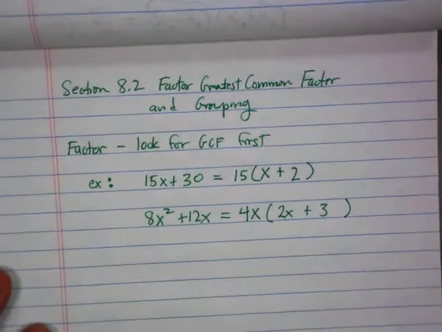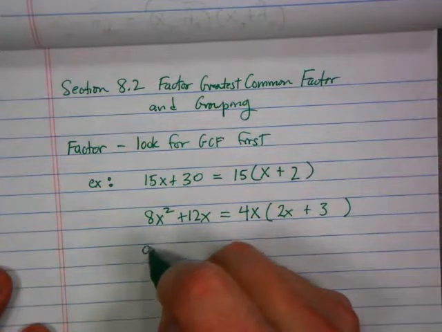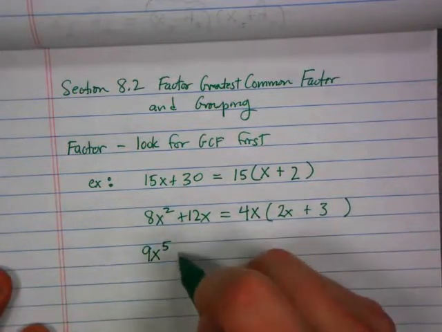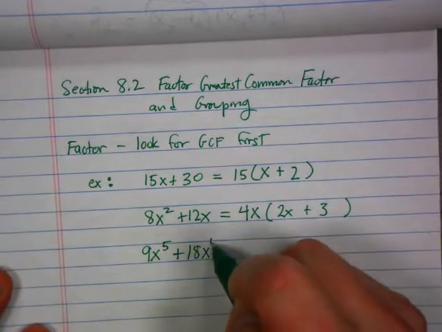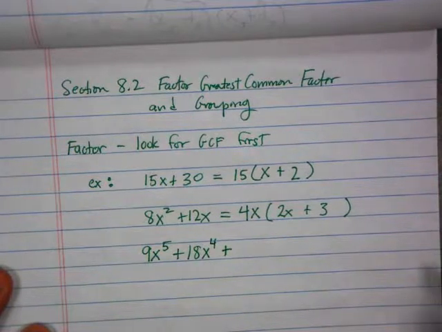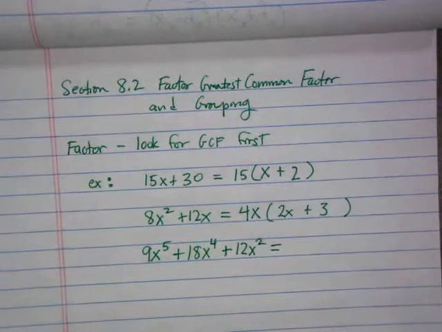All right, how about 9x to the 5th plus 18x to the 4th plus 12x squared. It gets a little harder when they get a little bigger like this. Now we have to look at all three numbers: 9, 18, and 12. What do 9, 18, and 12 all have in common? 3. They can all be divided by 3, can't they?